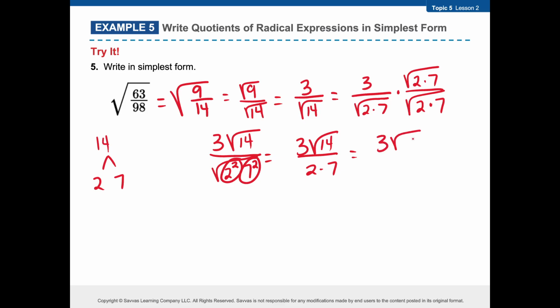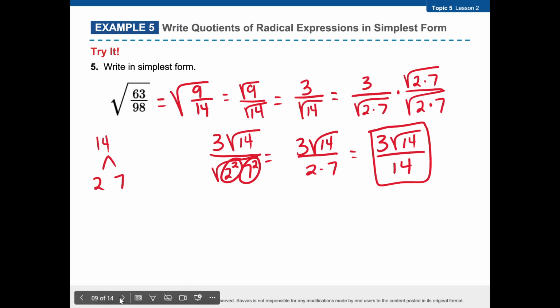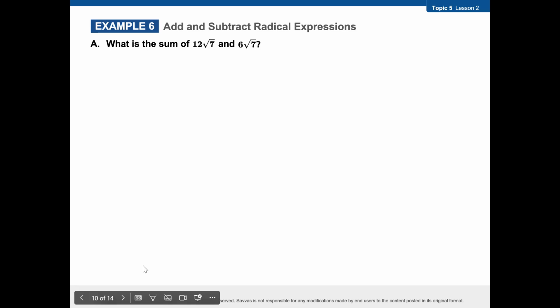I can't simplify 3 with a 2 or the 7. So that just becomes 3 radical 14 over 14. And no, these would not be able to be canceled out because 14 is inside the radical. This 14 is on the outside. It's a whole number. That would be your final answer.